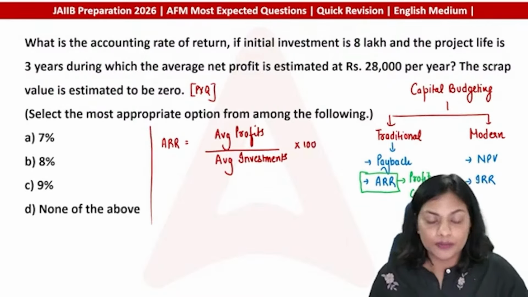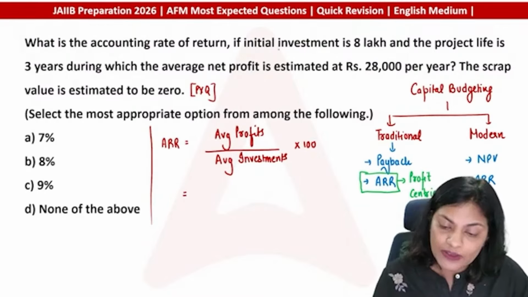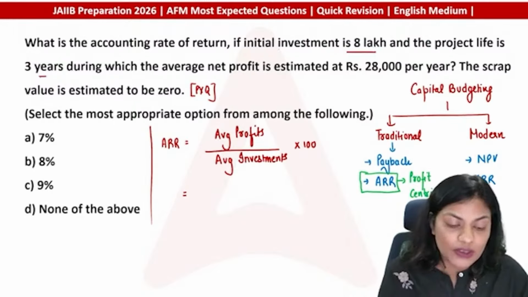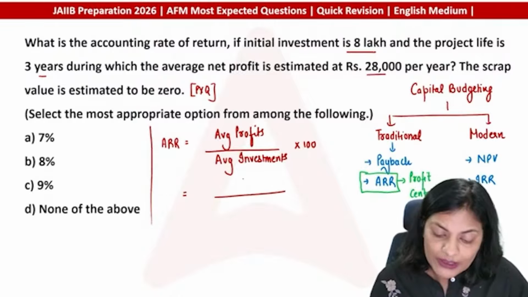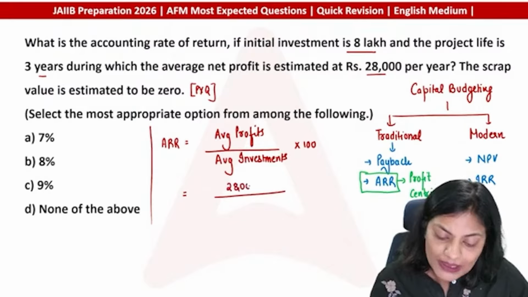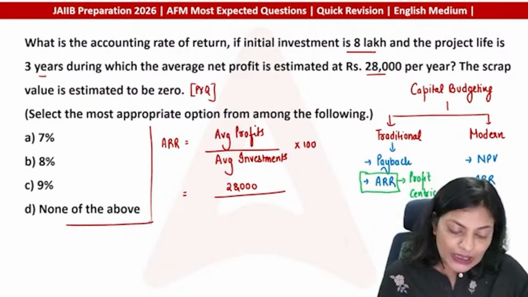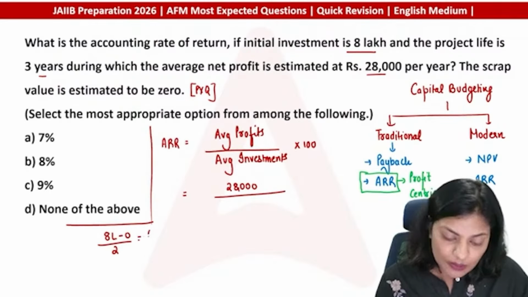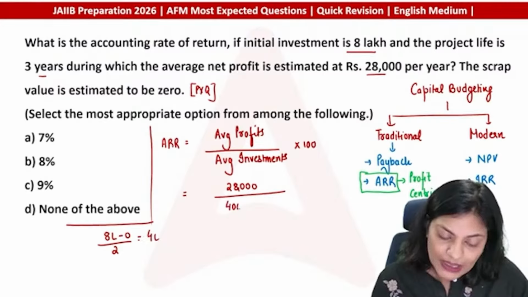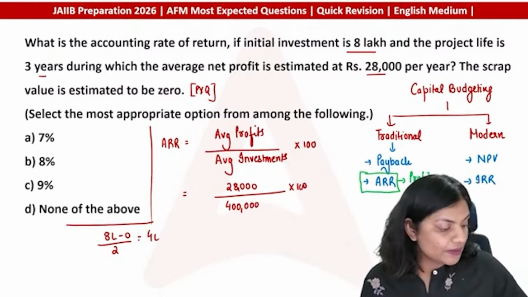into 100. Now, it says that the accounting rate of return, if the initial investment is 8 lakh and the project life is 3 years, during which the average net profit is estimated at 28,000 per year. So definitely the examiner has simplified this question by directly giving us the average profit, which is 28,000, but the average investment has yet to be calculated. Now the average investment would be 8 lakh minus 0 divided by 2, because they say that the salvage value is 0. So that would be 4 lakh. So 28,000 divided by 4 lakh into 100. So can we do the maths?